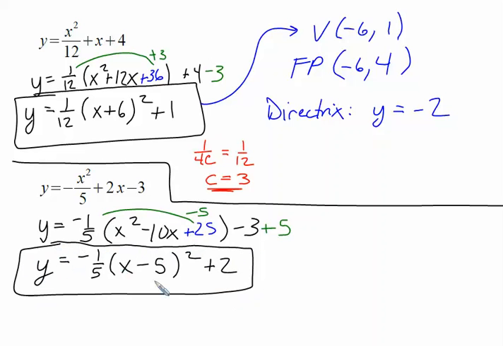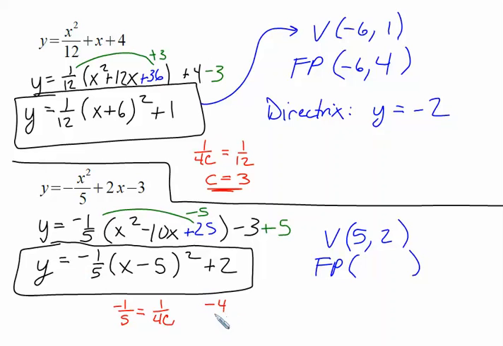Notice that that parabola is opening downward. Its vertex is at 5, 2. Its focal point will need to be below the vertex, so for its focal point, we have to solve for c. 1/5 is equal to 1 over 4c. We can put the negative in there if we want to. So we're going to get negative 4/5 c is equal to 1, which means c is a negative 5/4.